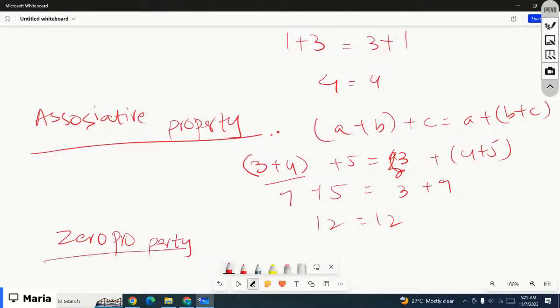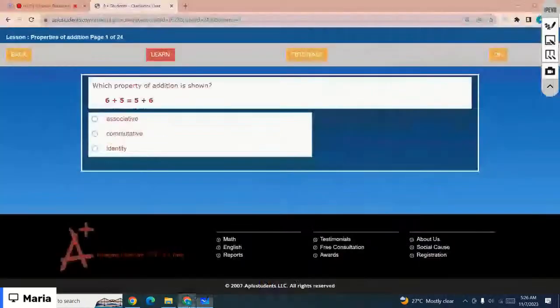That means if you do 0 plus a, the answer is a. No matter what the number is, if you are going to add 0 to any number, the number stays the same. Got it? Let's just start with the test questions.